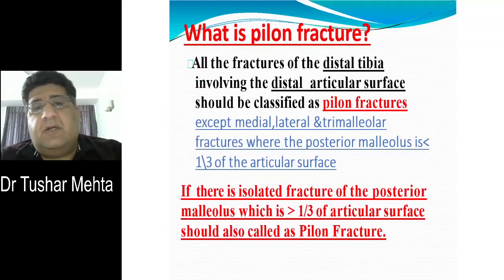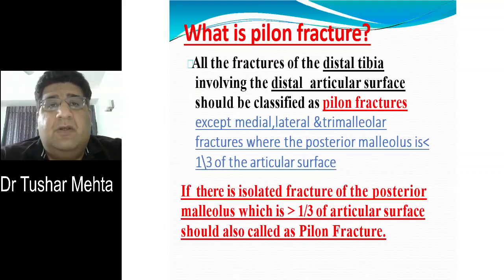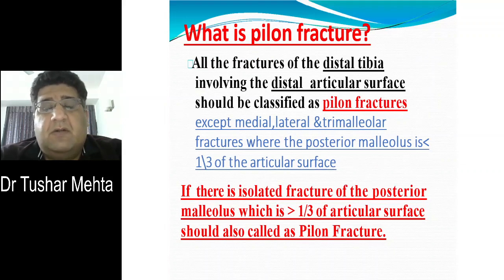Now, what is a pylon fracture? Of course, a fracture of the distal tibia, a fracture of the pylon. Pylon fracture is a fracture of the tibial pylon. But what is the tibial pylon? We have spoken about it. The distal tibial articular surface, including 8 to 10 centimeter proximal to it, is the tibial pylon. So if that is fractured, that is what is called a pylon fracture.